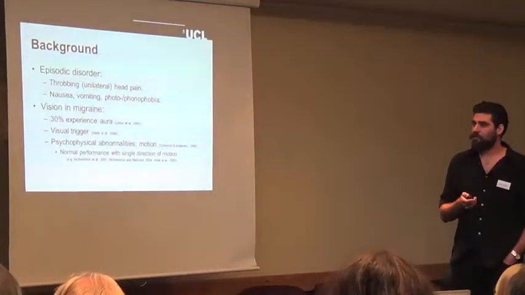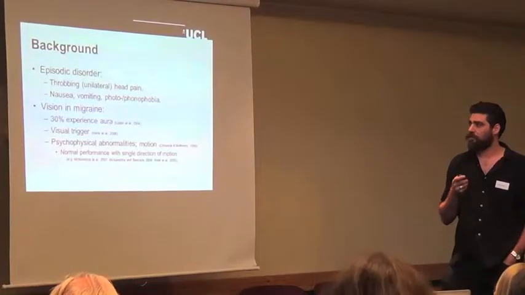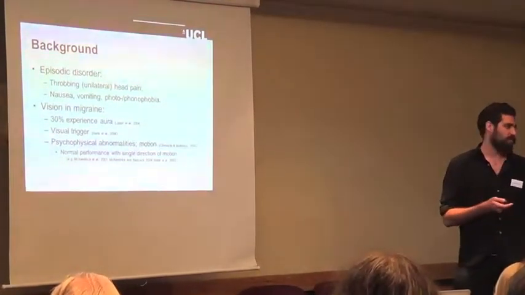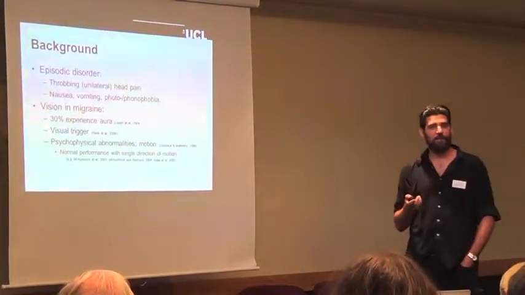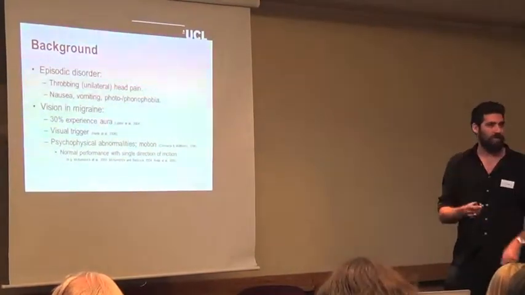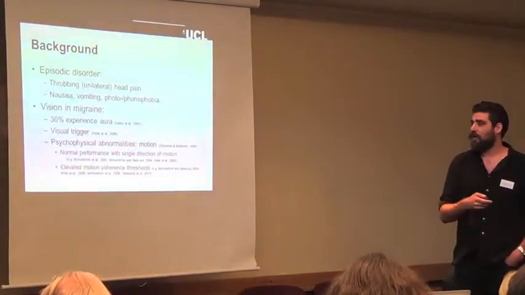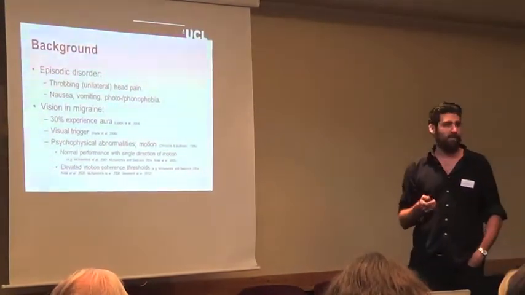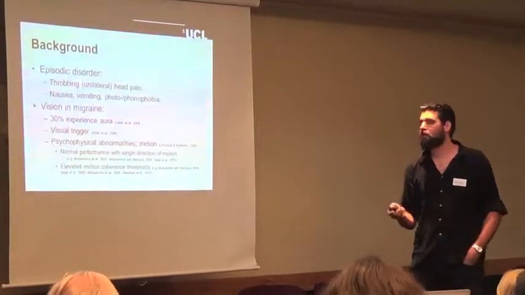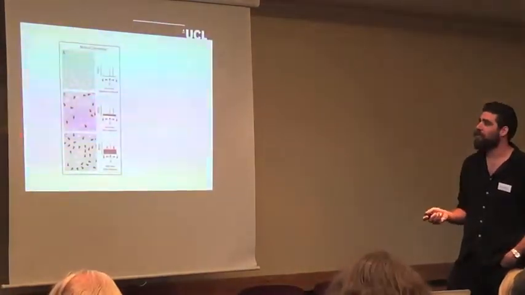Now, typically, people with migraine perform normally classifying or discriminating motion direction when it comes to a single motion direction. So when they have to classify the direction of a drifting ball or a bunch of dots that are drifting, when all the dots are drifting in exactly the same direction, but they typically show elevated motion coherence thresholds.